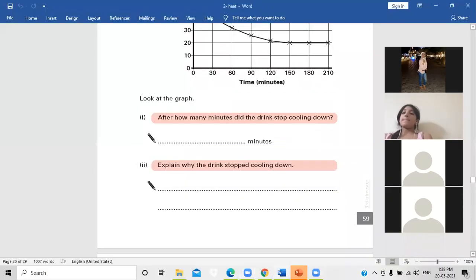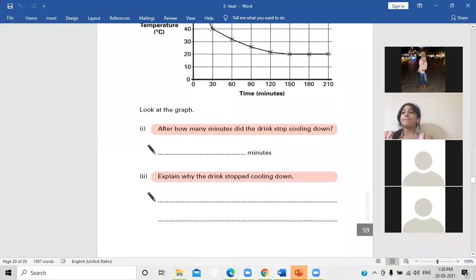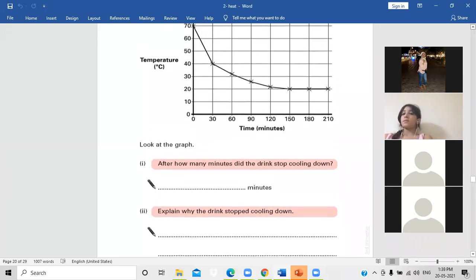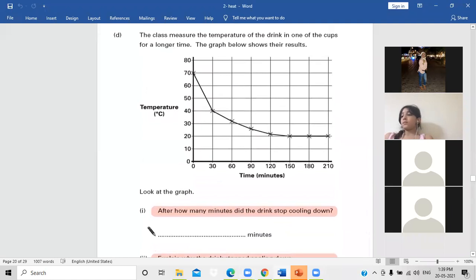Okay. One last question, guys, on this page before I leave it. I'm doing this because I want you to understand how heat works and how the graphs work. This is why I give you some extra information, some extra questions, so that you can think about it a little bit. You have to start thinking. Not everything I should give to you.